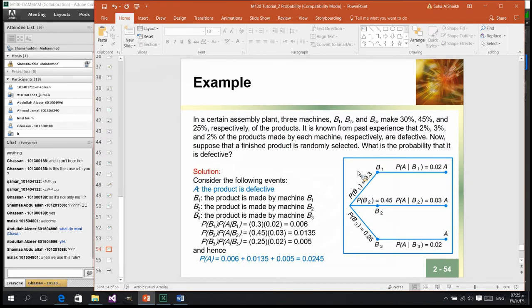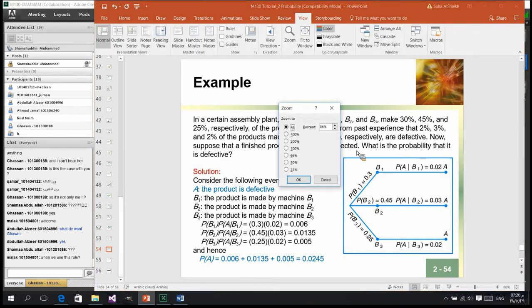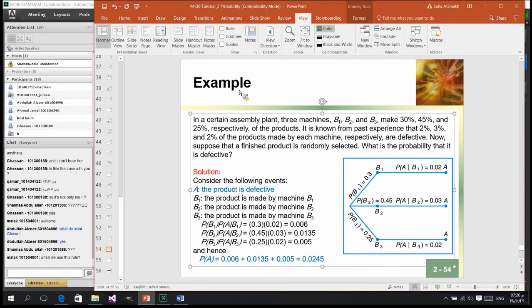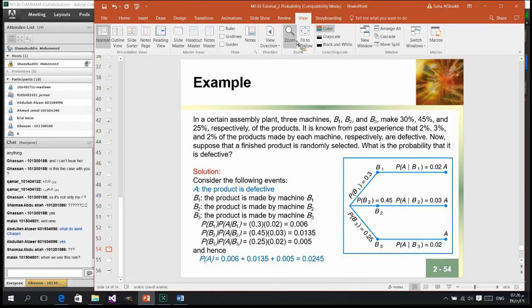Let's go directly to the application. We have the following example here. Let me enlarge this one a little bit. Let me enlarge my screen a little bit.